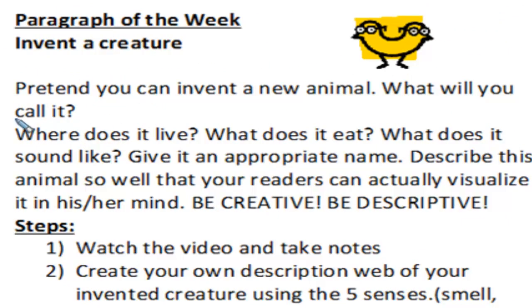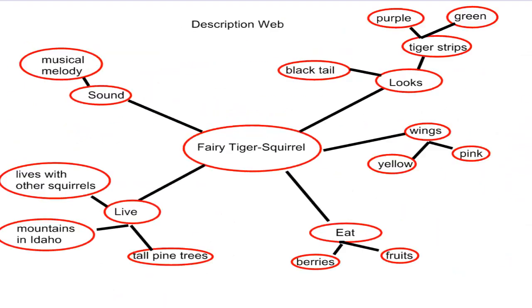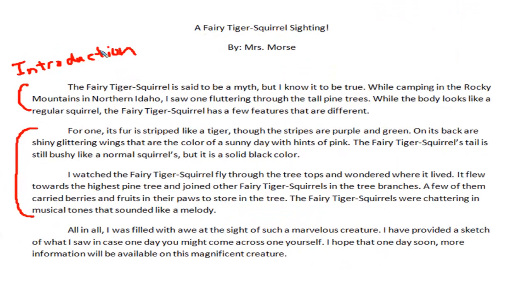So I need to know what I called it. Where does it live? What does it eat? What does it sound like? Now those are the main categories that I wrote here on my description web. I take those details and I write them into my story here.